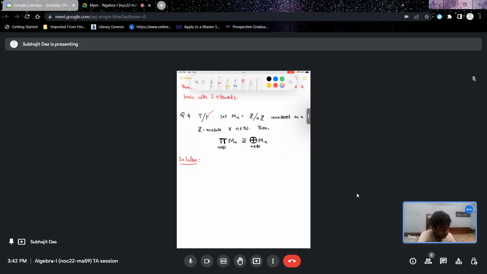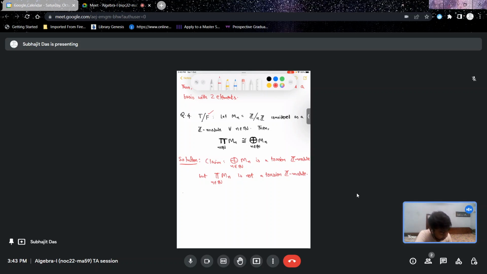So the claim is: the direct sum of Mn, over natural numbers n, is a torsion Z-module, but the product of Mn, over natural numbers n, is not a torsion Z-module. And the answer is very easy. It simply is because of how the direct sum of Mn looks internally.